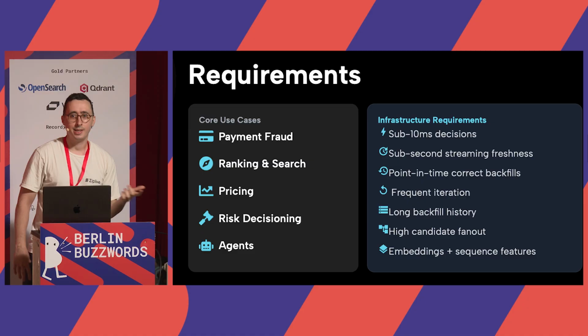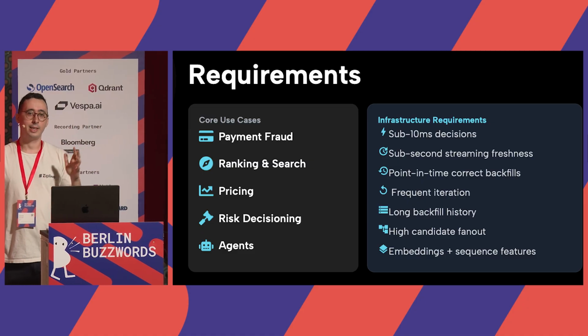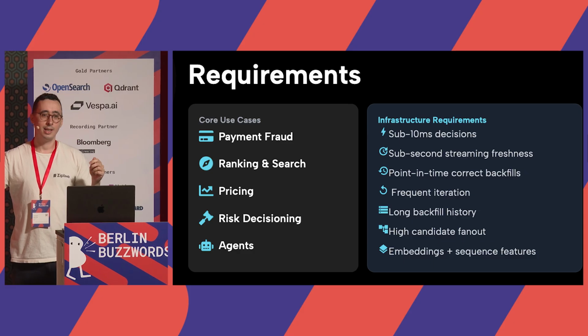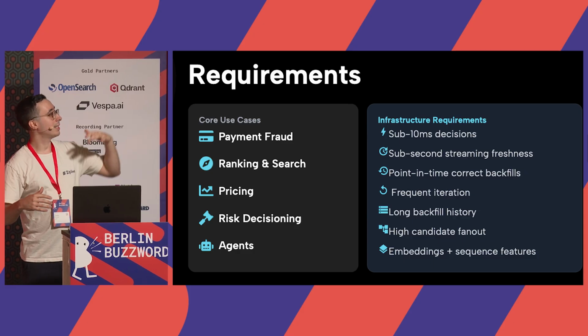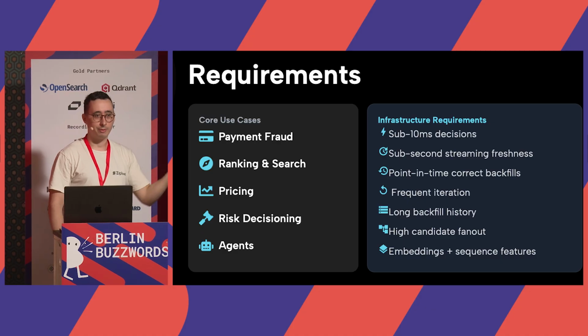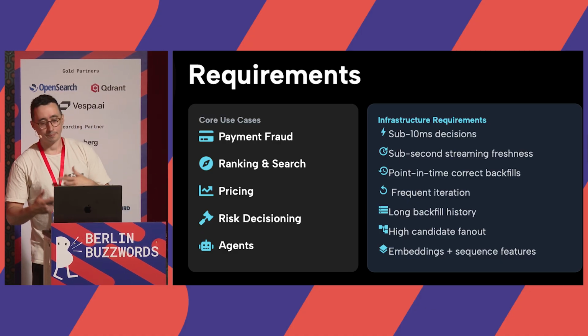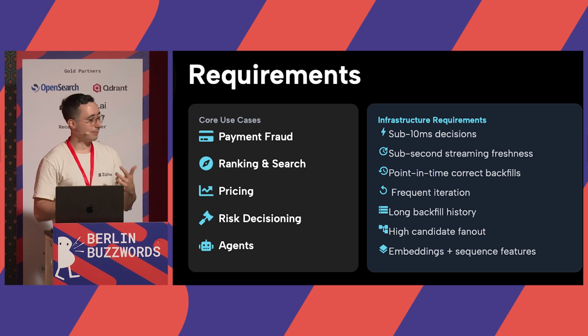Point-in-time correct backfills. This is a pretty big one. As you backfill data for model training, it needs to be done consistently, and specifically with temporal consistency to what's being served online for inference. And as I mentioned already as well, frequent iteration. You need to be able to let data scientists iterate quickly, add new features, make changes to features, and do this with a relatively easy loop.